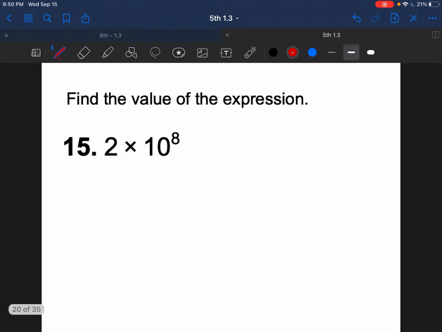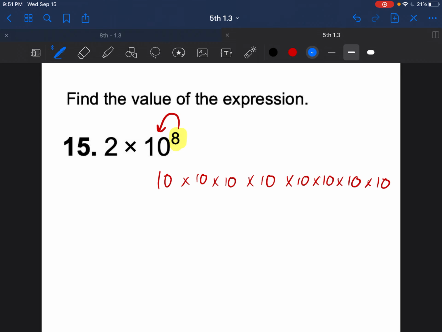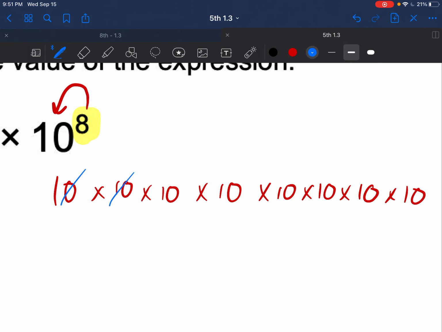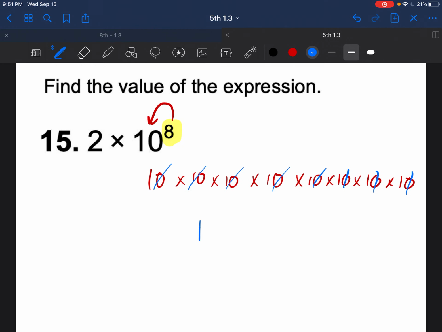Number 15. Ooh, again, looks like a hard one, but it's not. We just got to follow through. We have the 8, so that's telling me I have 8 10s. 1, 2, 3, 4, 5, 6, 7, 8. Well, ladies and gentlemen, how many zeros do I have? I have 8 zeros, so I have a 1 with 8 zeros. Let's put our periods, 1 every third one. So it looks like it's 100 million.